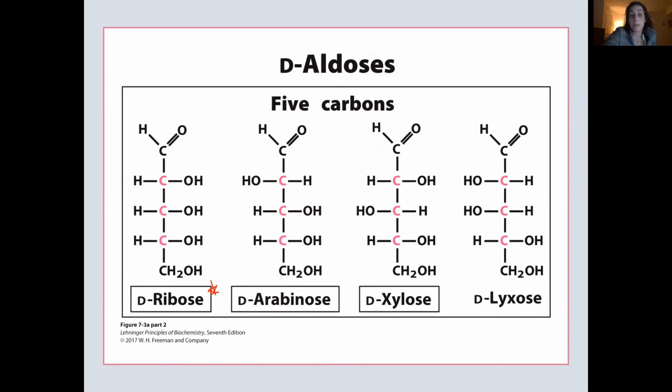For example, if you wanted to remember the structure of ribose using this Fischer projection, you could remember that it's a 5-carbon sugar and that all of its OHs are on the right. Ribose is all right. That's one way to remember it.